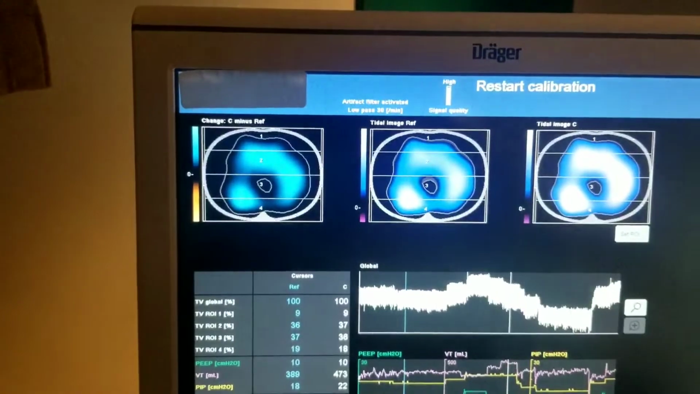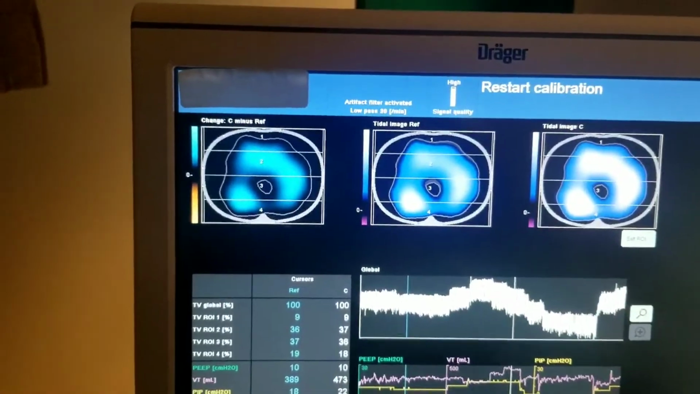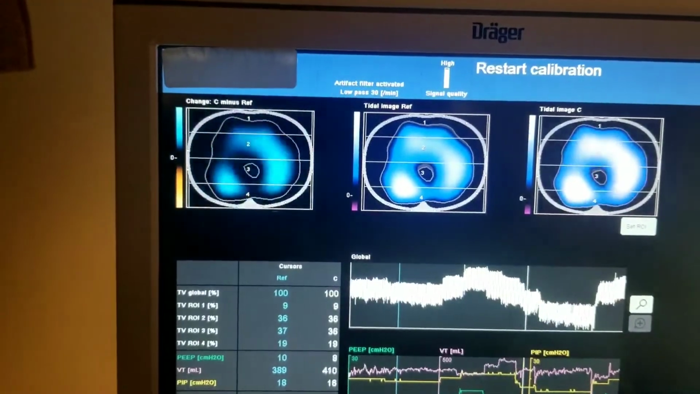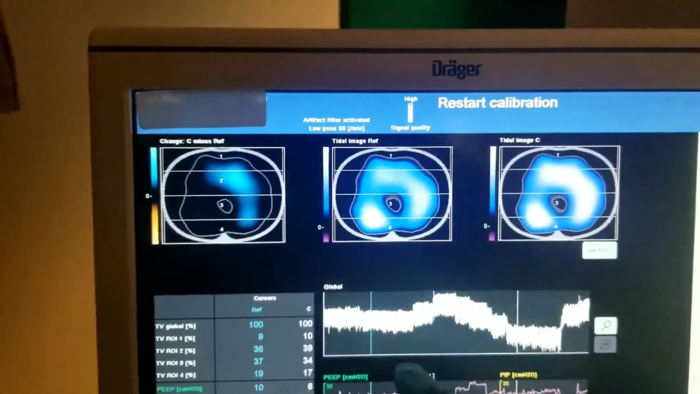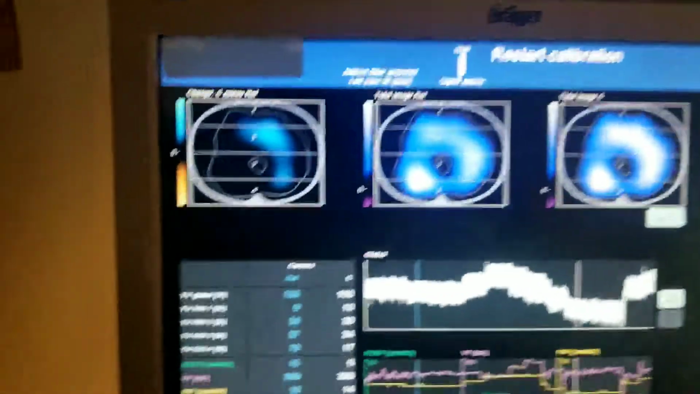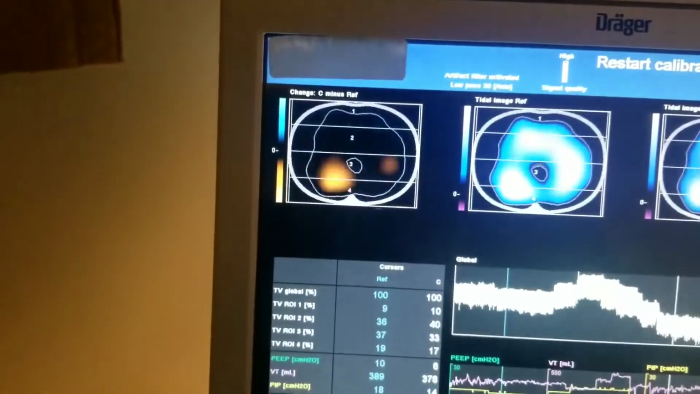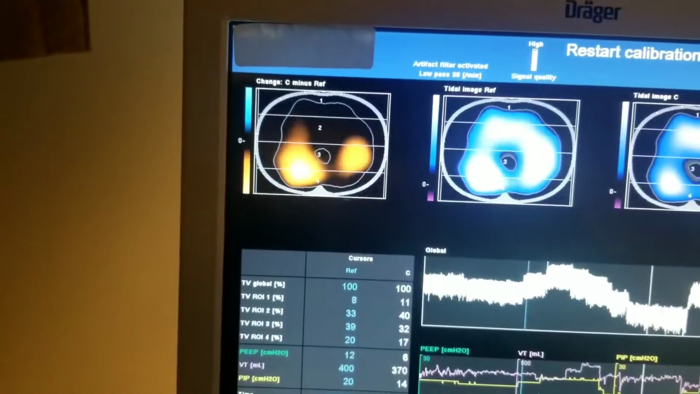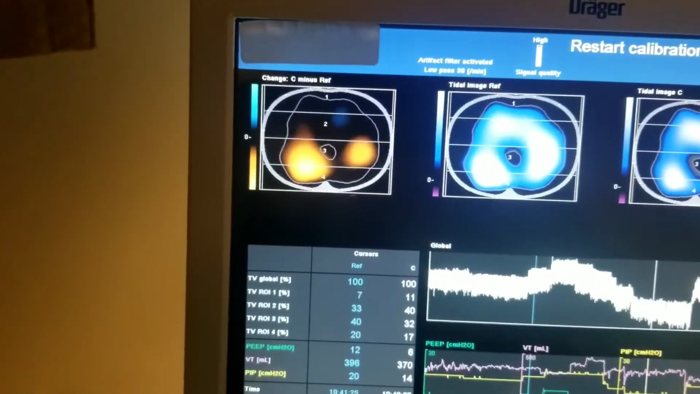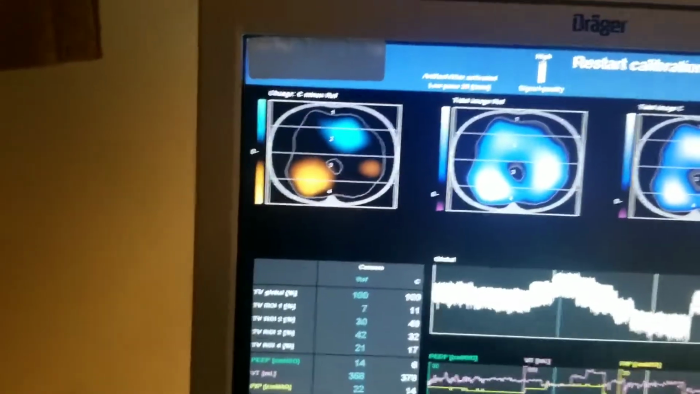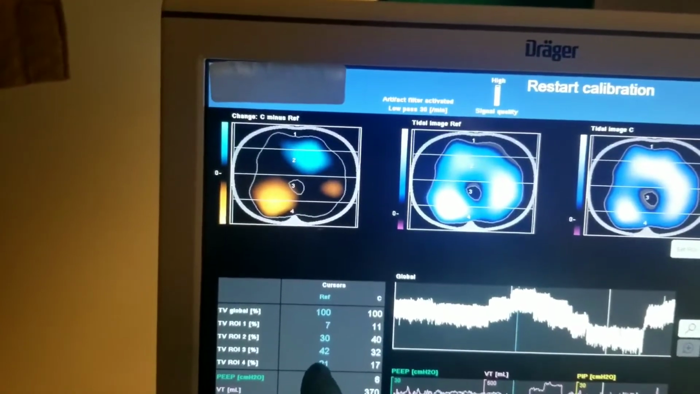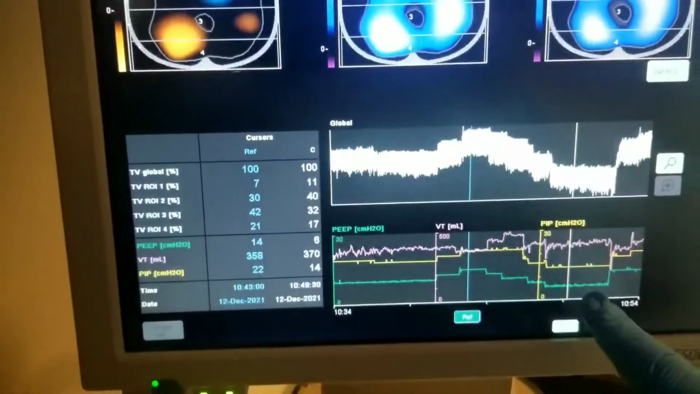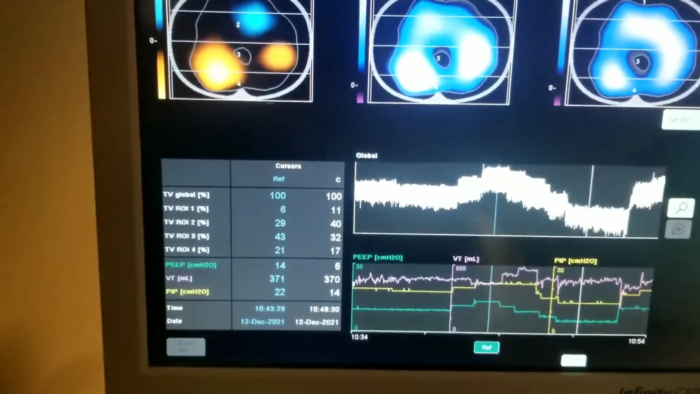Over here is PEEP of 10. It's still holding itself, but you see when we go to 8 and especially 6, definitely de-recruiting. And you can also see, when we have the ideal PEEP over here, the 12 and 14, you see the 21% over here and the 17% as we went down to 6.